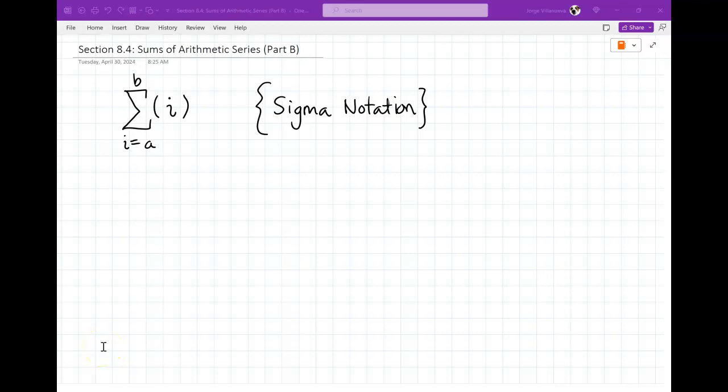Okay, so section 8.4, sums of arithmetic series. This is basically yesterday's lesson. This is a part B, just that we're introducing some new notations. This is called sigma notation. So the weird looking E, that's called sigma. Okay, and that basically means to add.